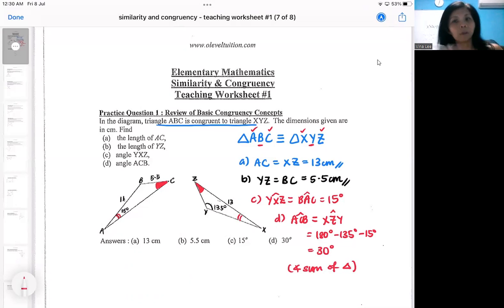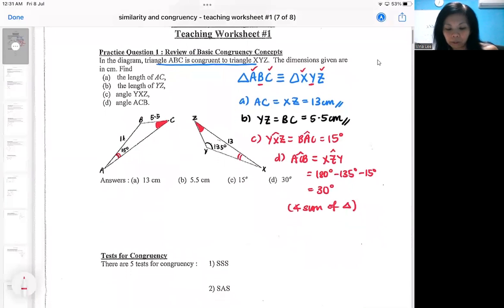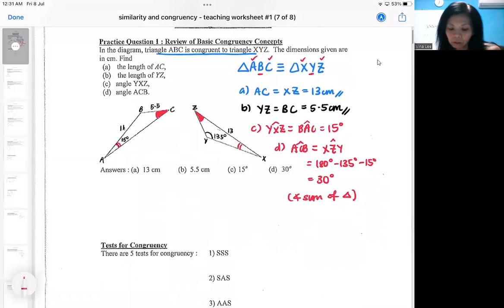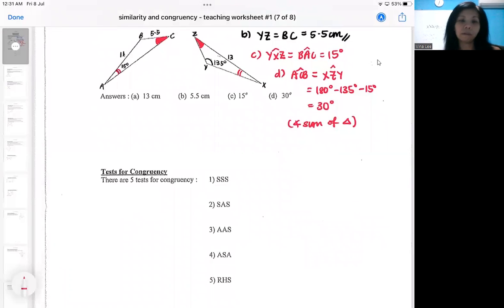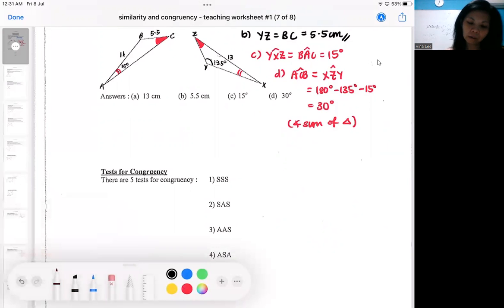So in Sec 2, you are only required to match accordingly. The idea behind all this matching will translate to the tests that we are going to be doing. So the tests, that means right now, if you're going to be asked to prove congruent triangles, you've got to see that it matches any one of the 5 tests. Anything that goes out of the 5 tests, your congruency will not work. So what does the test represent?